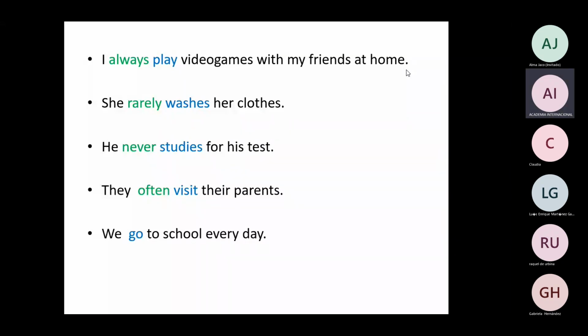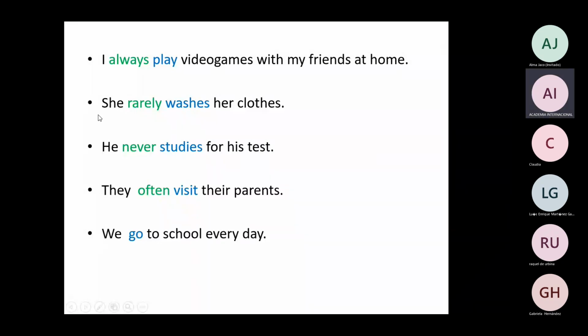For example, I always receive classes at night. Eso puede ser otra oración. I always receive classes at night. Siempre recibo clases en la noche. Algo que pasa habitualmente, ¿verdad? Pero no es que está pasando ahorita. Siempre recibo clases en las noches. I always receive classes at night.